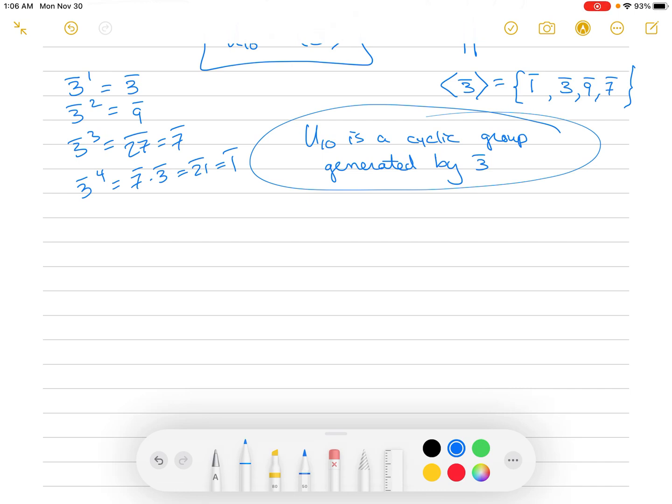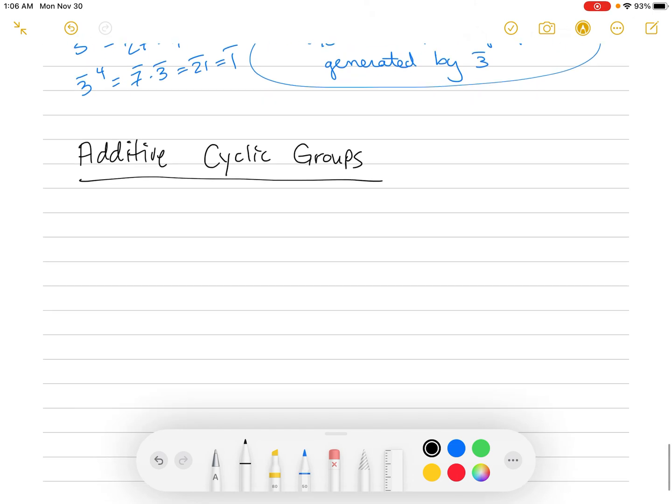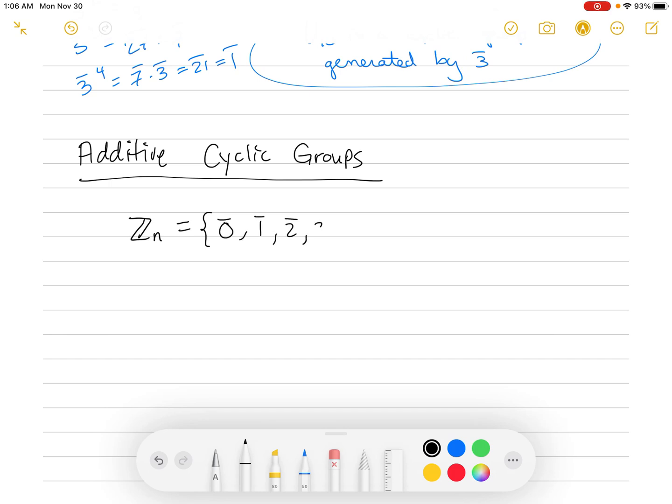Okay, what else do I want to say here? Let me give you some additive cyclic groups. That was a multiplicative cyclic group, now an additive cyclic group. Zn. Under addition, Zn is an additive group. What are the elements? 0 bar, 1 bar, 2 bar, 3 bar, so on and so forth, all the way up to n minus 1 bar. And then n bar is back to 0 bar.